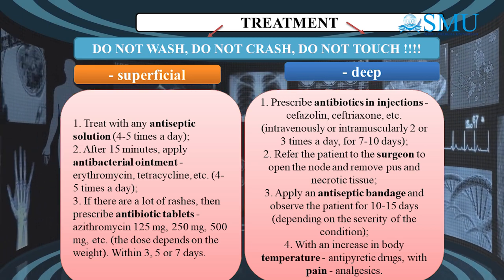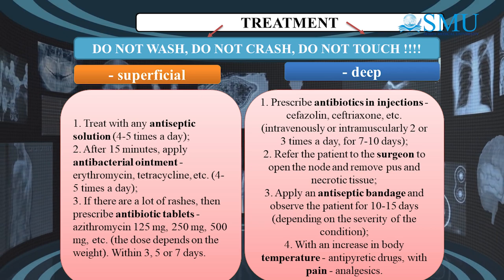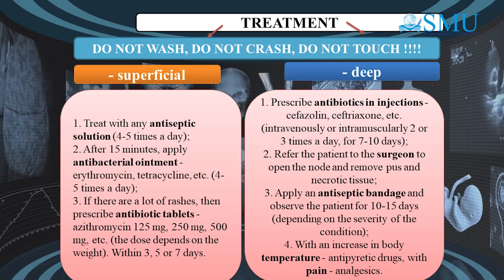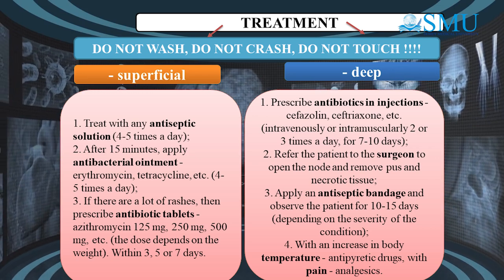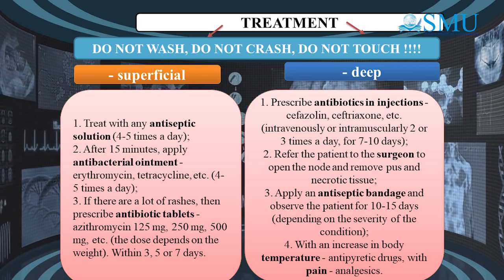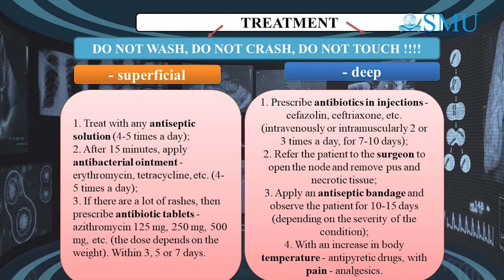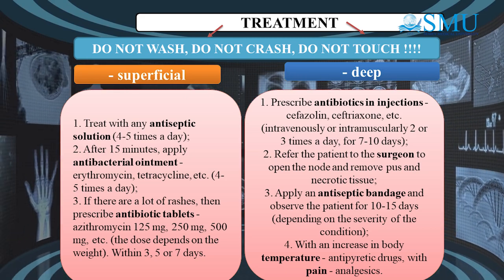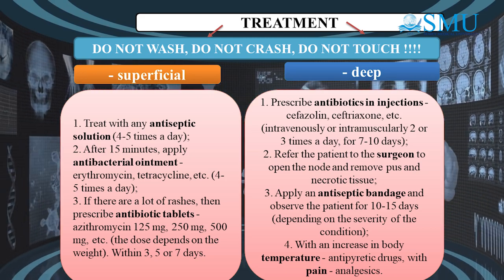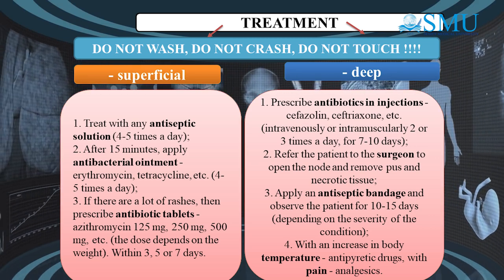After the antiseptic solution is absorbed, you can take an antibacterial ointment. Also, we have different types of antibiotic ointment, erythromycin, tetracycline. You take this ointment also with a sterile swab and slowly apply it to the place where this pus formation is located. This procedure you also can do 4 or 5 times per day when the antiseptic is absorbed into the skin.